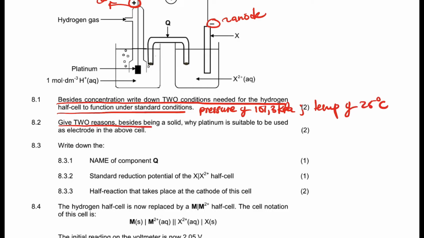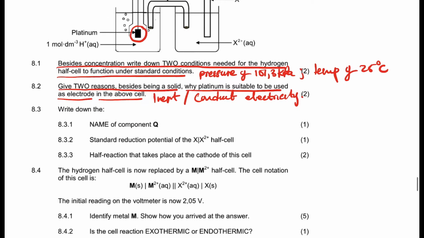Give two reasons besides being a solid why platinum is suitable to use as an electrode in the above cell. So platinum there, it's used because it's inert, which means it doesn't react with the hydrogen, or you can say it doesn't react with the H plus, or you can say it's there to conduct electricity. Name the component Q. It's the salt bridge.